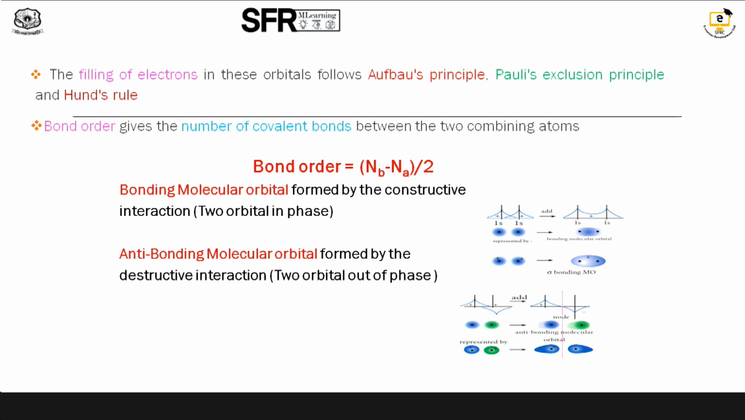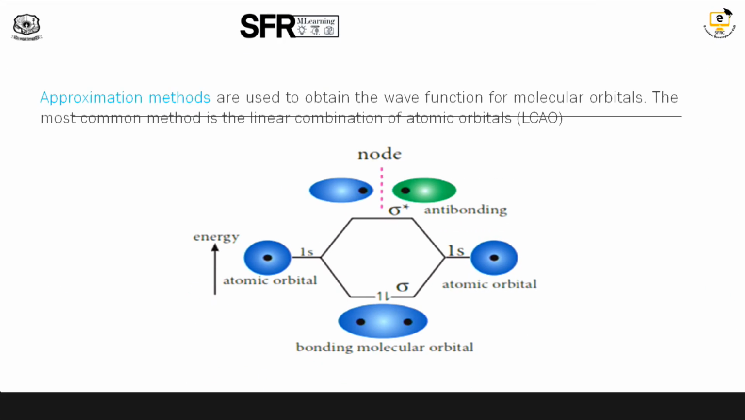So during the formation of the anti-bonding molecular orbital, a node is formed, but it is not possible in the bonding molecular orbital. Due to this variation, there is an energy variation: the bonding molecular orbital has a lower energy than the atomic orbital, whereas the anti-bonding molecular orbital has a higher energy than the atomic orbital. This is pictorially represented in this diagram.